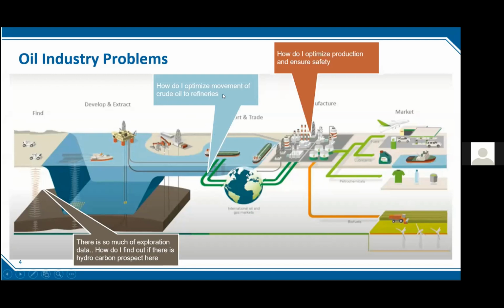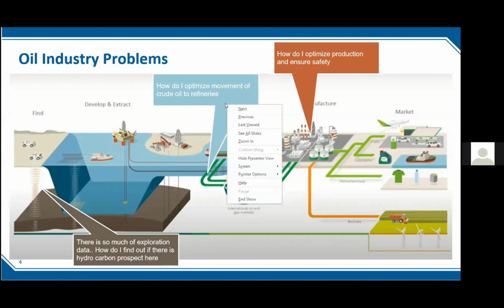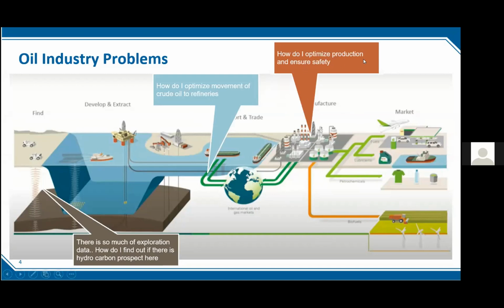And in here, how do I optimize movement of crude oil? You need to find out where the demand is. What kind of demand is there? Is it oil demand? Is it gas, or is it crude? How do I ensure that the path the ship takes is the most optimized, the least costly, and so forth. In the refinery as well, how do I optimize production and ensure safety?